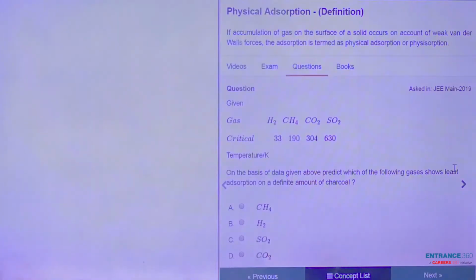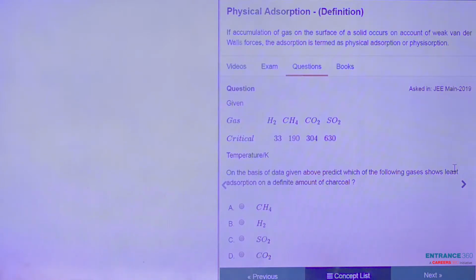Hello students, today we will solve this question which has been asked in the JEE Main 2019 and it is from the chapter Surface Chemistry. Basically, this question is about adsorption, which is a very major term in surface chemistry. So let's look at the question.